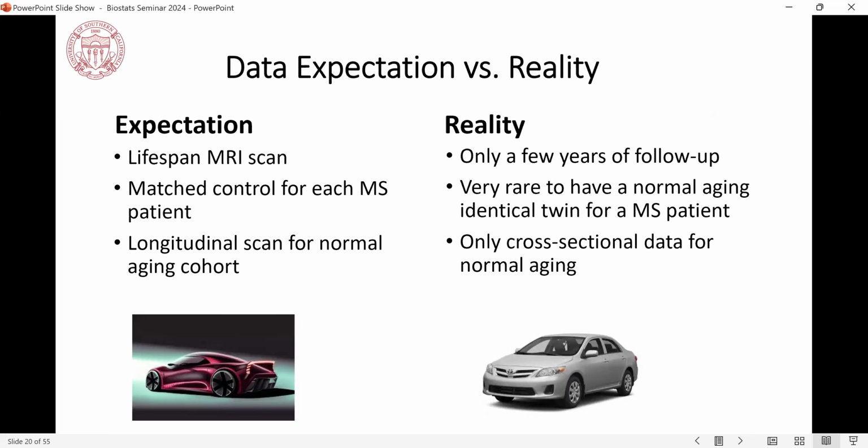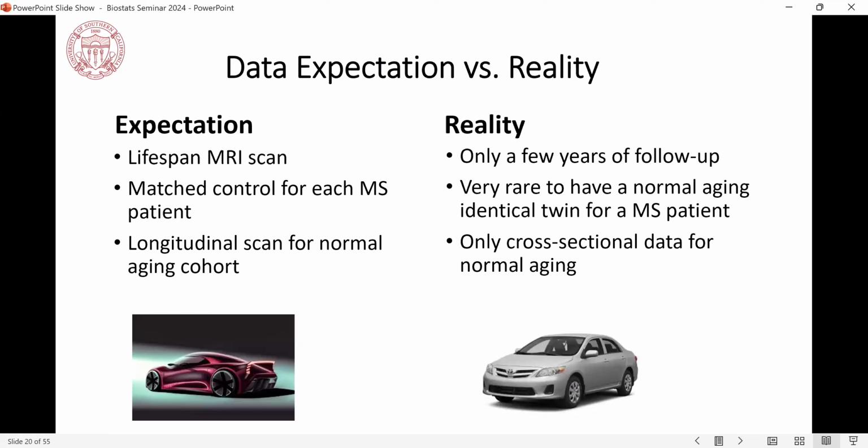Right, okay. Well, it's a good dream, right? We have a digital twin, right? But what is the reality? Well, that's a dream, right? The Ferrari, but the reality is a Toyota. So what do we have?